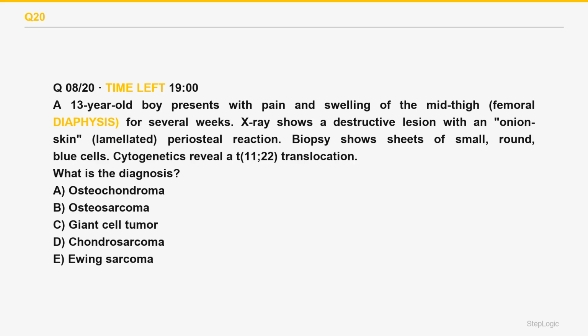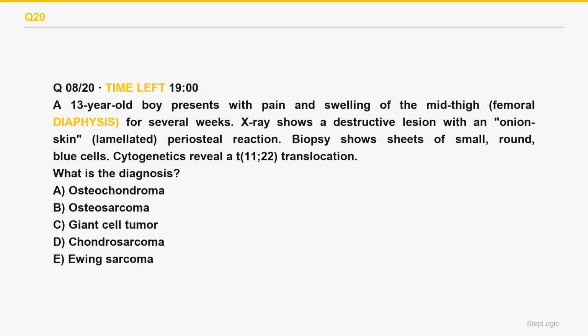What is the diagnosis? A 13-year-old boy presents with pain and swelling of the mid-thigh, femoral diaphysis, for several weeks. X-ray shows a destructive lesion with an onion skin lamellated periosteal reaction. Biopsy shows sheets of small round blue cells. Cytogenetics reveal a t(11;22) translocation.